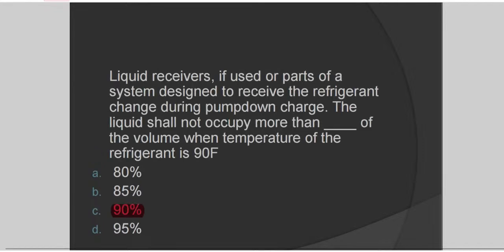Liquid receivers, if used as parts of a system designed to receive the refrigerant charge during pump down. The liquid shall not occupy more than ____ of the volume when the temperature of the refrigerant is 95°F. A. 80% B. 85% C. 90% D. 95%.